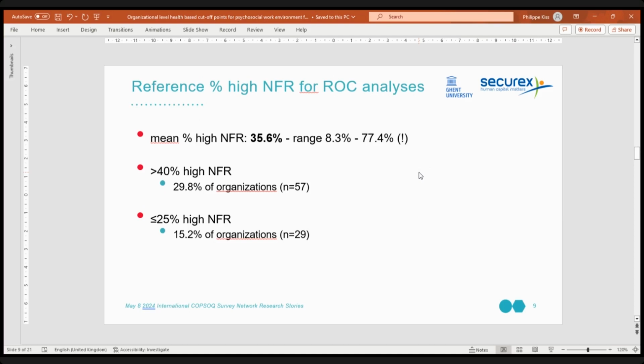Now, for ROC analysis, we have to decide what is sick and what is not sick. First, we took two quartiles of whatever. We thought, what is healthy for an organization, or what is unhealthy?